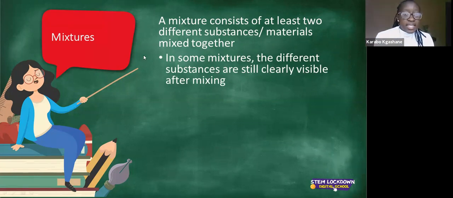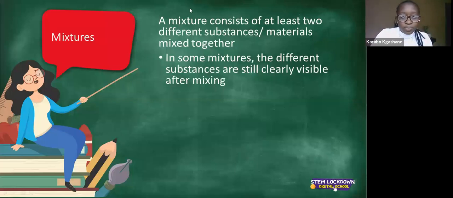Anyway, but it says that in some mixtures, the different substances are so clearly visible after mixing. This over here would not be a mixture. You cannot physically see what is in here. You can see that it's water, but you don't know what I mixed it with. Unless, of course, you could see the strawberries and the oranges, then it would be a mixture. But in this case, you cannot see what is in here.